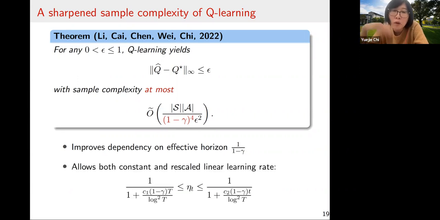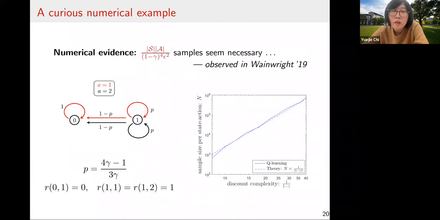And this result holds whether you're using a constant learning rate or the so-called rescaled linear learning rates. Both are popular choices of learning rates that people use in practice. So at this point, it seems that we are still left with some work to do because we are still one factor away from the minimax lower bound, which scales with the horizon on the 3rd order, right? And it turns out that empirically there is strong evidence that we cannot improve this dependency further. This can be seen using some toy examples that are extremely simple.